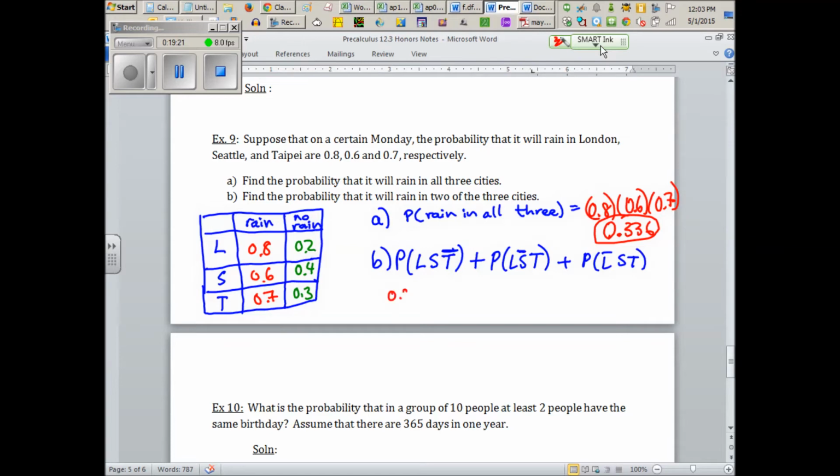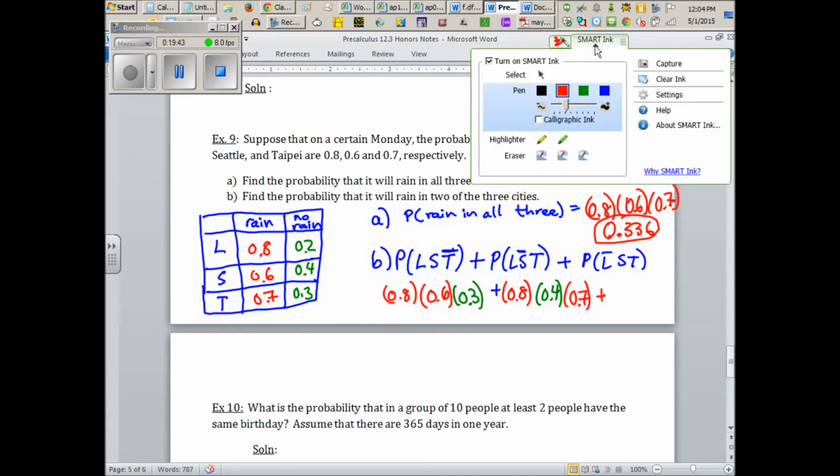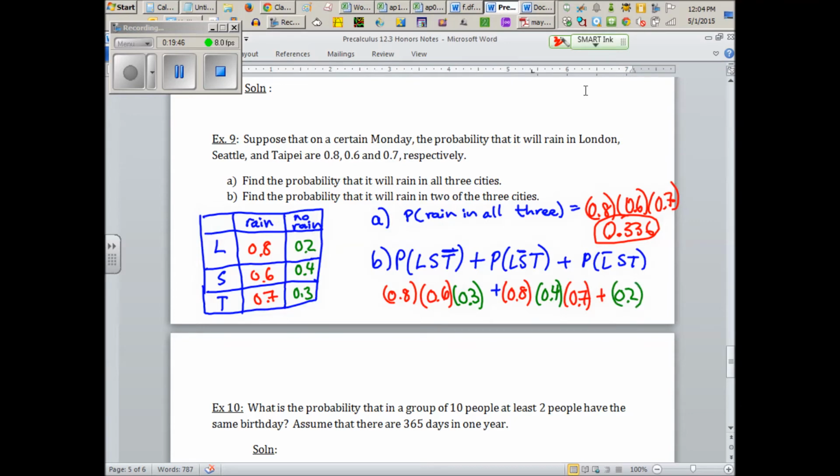London, 0.8, Seattle, 0.6, not raining in Taipei, use the 0.3. Plus, rain in London, 0.8, not in Seattle, use the 0.4. Yes, raining in Taipei, use the 0.7. Plus, not in London, use the 0.2. Yes in Seattle, 0.6. Yes in Taipei, 0.7. So 0.8 times 0.6 times 0.3, or, here's another victory case, so we're adding it, 0.4 times 0.8 times 0.7, or 0.2 times 0.6 times 0.7. So the answer is 0.452.